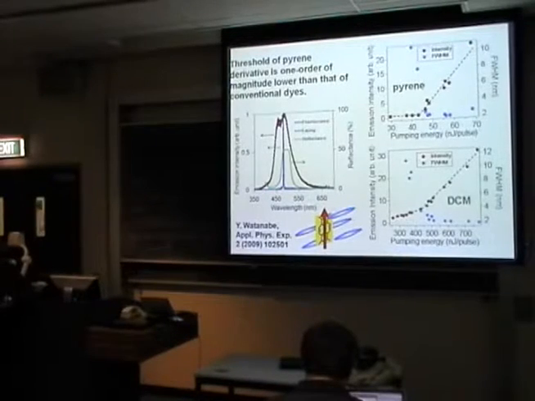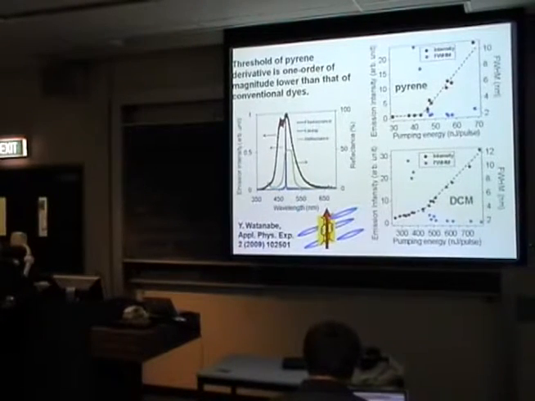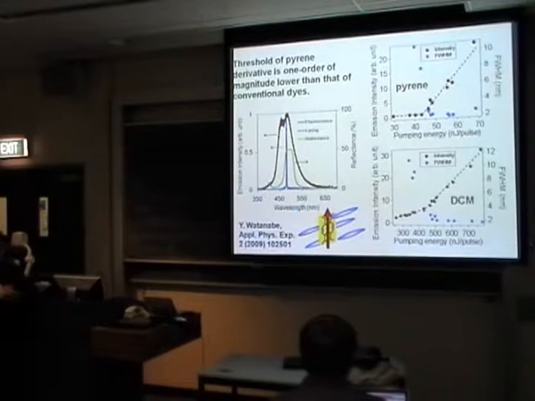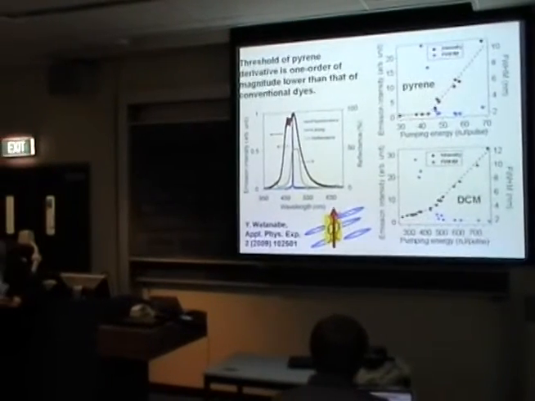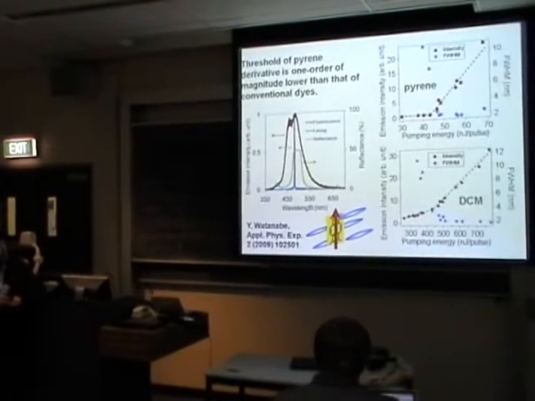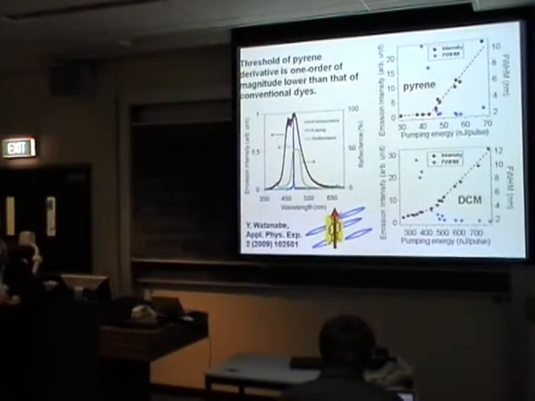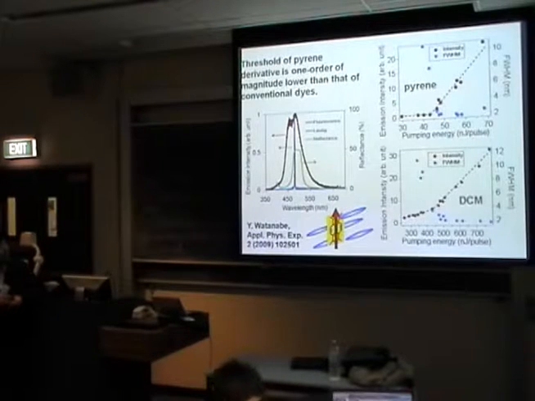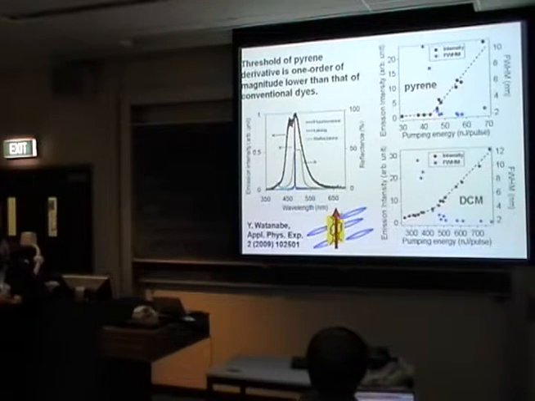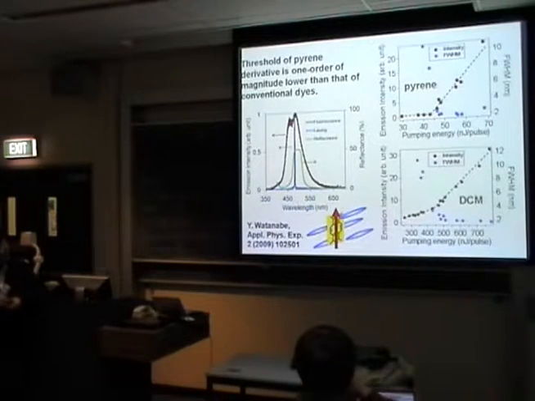Thickness and same dye concentration and so forth. And so we can compare the results of this one and this one directly. Then we found in this pyrene case, the threshold was almost one order of magnitude lower than DCM.